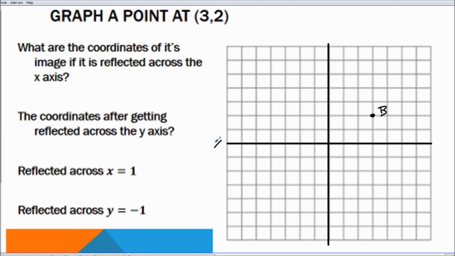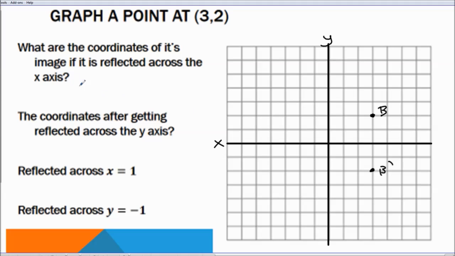Okay, I'm going to label these. There's my x-axis. There's my y-axis. And so if I'm reflecting it across the x-axis, that's my line of reflection. It's going to flip down to there. And so here's the trick I like to use. I figure out how far away this is from my line of reflection. 1, 2. That means I'm going to count 1, 2 on the other side.